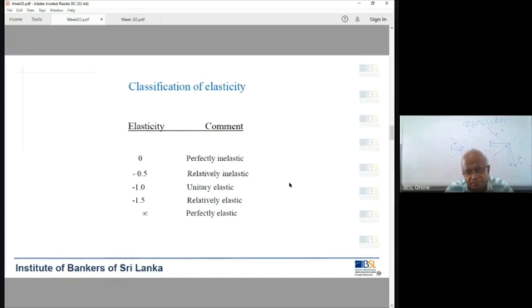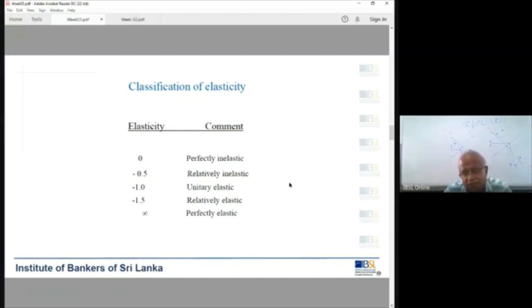The shape of the demand curve for unitary price elasticity is, mathematically speaking, called a rectangular hyperbola. Take note of that. I will draw this again. A rectangular hyperbola is not a straight line. Rectangular hyperbola, unitary elastic.